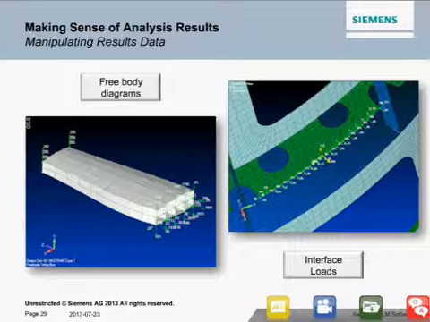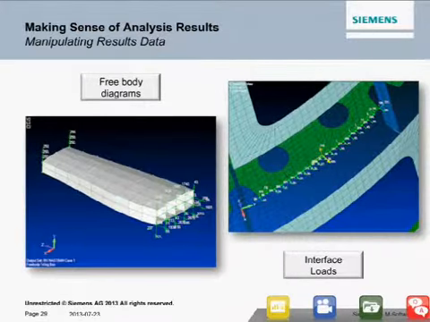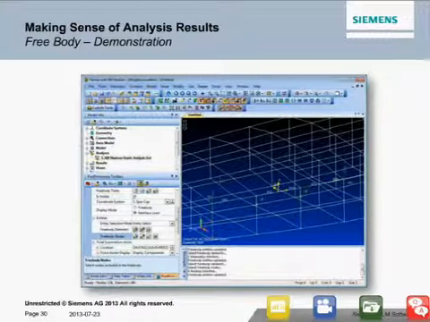And visualization, you can see, plays an important role here. You can see that part of the model in this particular image has been turned invisible, making this kind of results data easy to look at. Anyway, let's move on. I think we have a video that just gives a brief overview of that. So, free body diagrams.